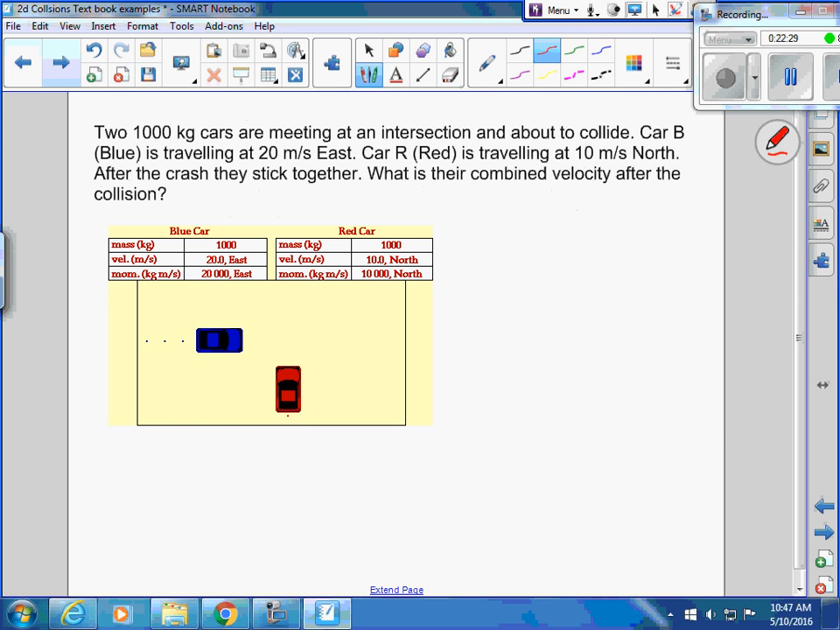Now, this is what the accident reconstructionist basically does, right? We got 2 cars. They just happen to both be 1,000 kilograms each. Obviously, you don't have the animation on your paper, but you do have the question. So they're meeting at an intersection. They're about to collide. Car B, blue, is traveling at 20 meters per second east. Car R, red, is traveling at 10 meters per second north. After the crash together, what is their combined velocity after the collision?